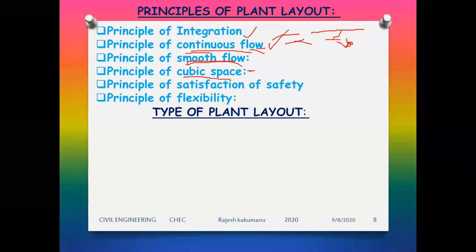So you have to maintain the cubic space and you have to utilize the maximum layout or the space what you are having. Next, principle of satisfaction of safety. So final thing is you have to go for the safety measurements. Next one is principle of flexibility. We should have high flexibility. So flexible lekunda meer rigid ga pettukunnaru anukondi, what happens? So automatically you get some problems in your industry. Obviously you get some problems.